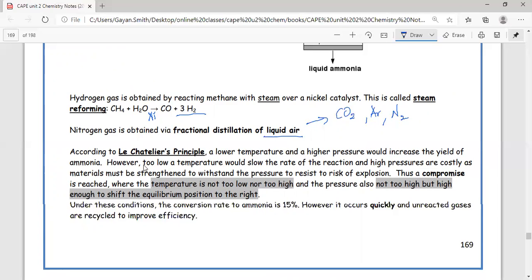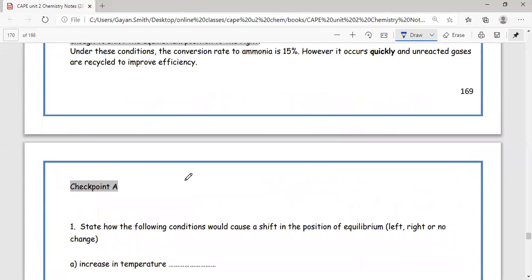Now, according to the Le Chatelier principle, a lower temperature and a higher pressure would have increased the yield of ammonia. However, a temperature that is too low would slow the rate of the reaction, and high pressures are costly as materials must be strengthened to withstand the pressure to resist the risk of explosion. Thus, a compromise is reached where the temperature is not too low nor too high, and the pressure also is not too high, but high enough to shift the equilibrium position to the right. Under these conditions, the conversion rate for each cycle is 15%. However, it occurs quickly, and the unreacted gases are recycled to improve the efficiency.